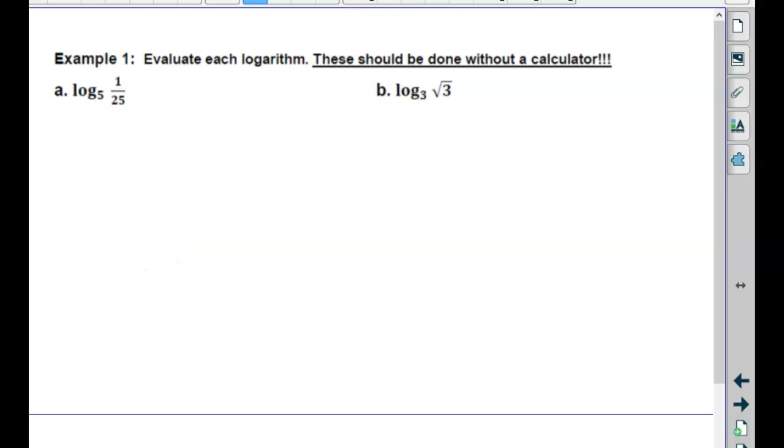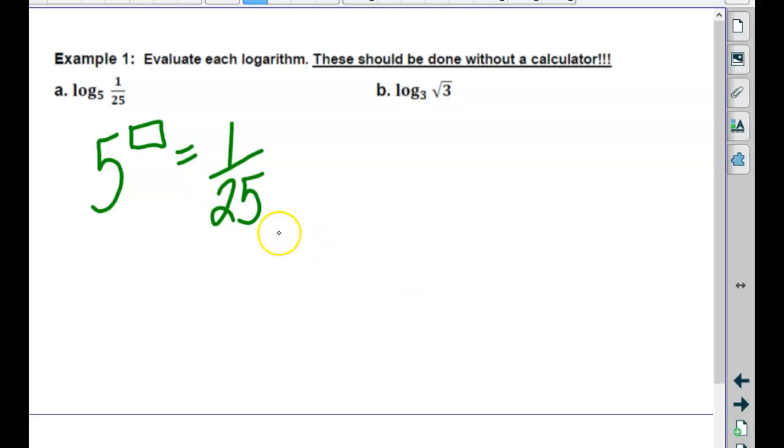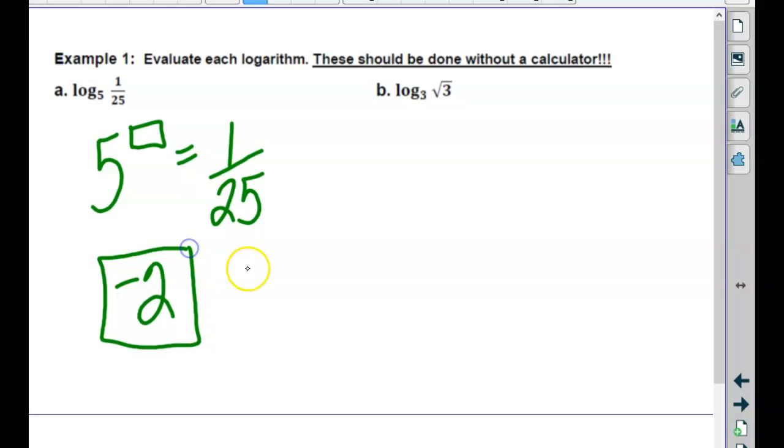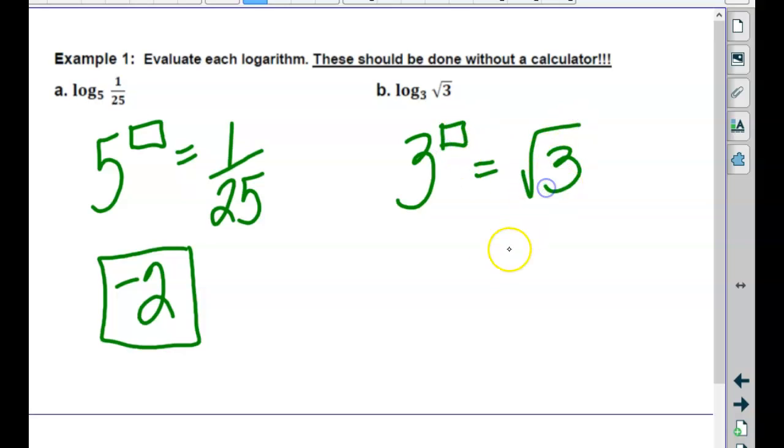Evaluate, these should be done without a calculator. So this is very similar to what we just talked about. This says 5 to some power equals 1 over 25. Well, 25 is what power of 5? 2. What would make it go to the denominator? Yes. So this is negative 2. Okay. 5 squared is 25, but to put it down in the bottom would have to be a negative power. All right, we did this at the beginning of the lesson today. Did anyone notice 3 to what power is the square root of 3? Do you remember?